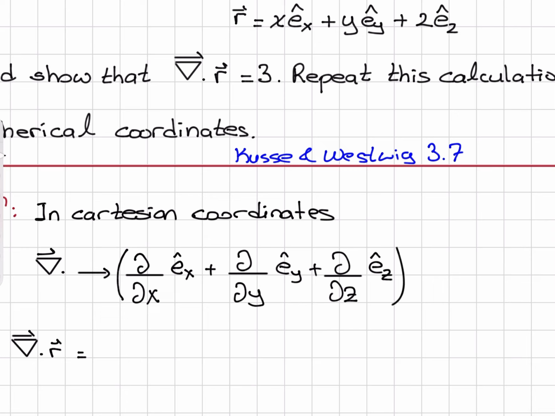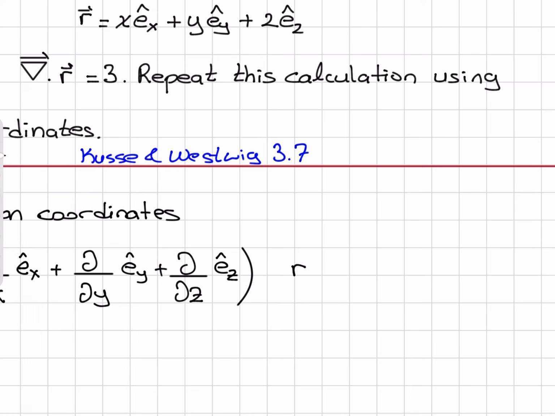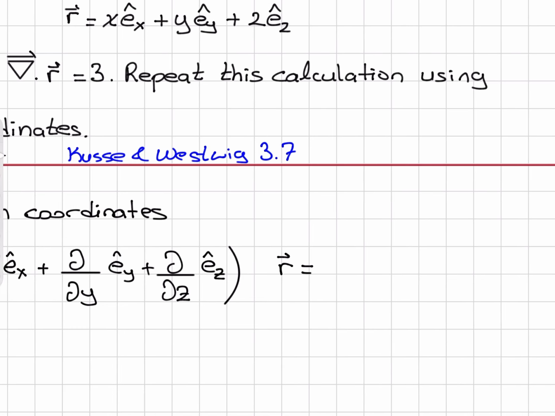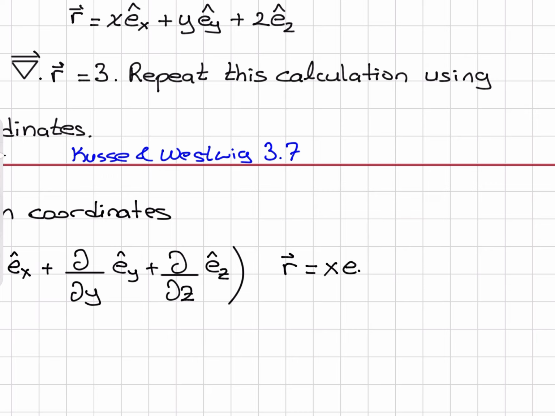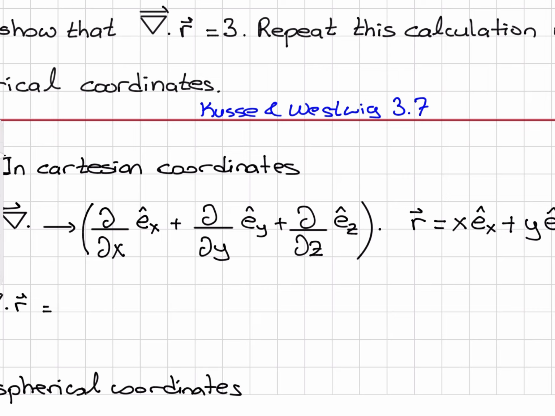So this must be applied to our vector. Now our vector in this case is the position vector written in Cartesian coordinate system: x e_x hat plus y e_y hat plus z e_z hat. So if I apply the divergence on this position vector, then I'm going to have a dot product between this and the r vector. e_x hat dot e_x hat is 1, so I have del x of x.